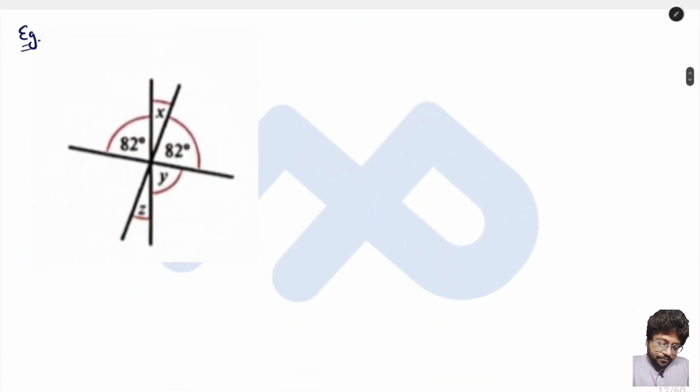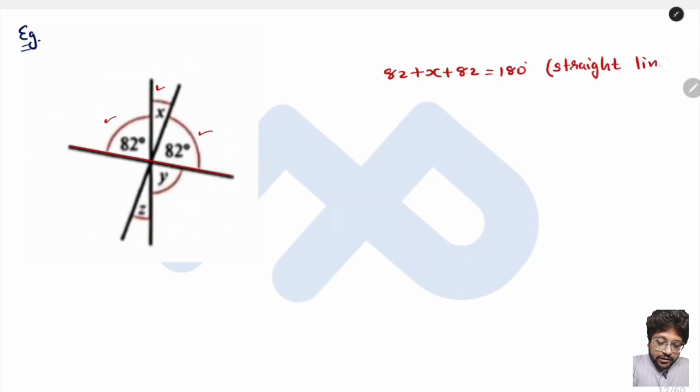Let's see another example. So here 82, x and 82, they are not a pair, basically they are three angles, so we cannot write that they form a linear pair, but of course they are on the same straight line, so they add up to 180, because if you add them it will be a straight line only. So we can write it like this: 82 plus x plus 82 is equal to 180, but the reason will not be linear pair, because linear pair means two angles only, it should be a pair, but here there are three angles, there is a trio. So for that we'll write just straight line. Reason is just a straight line.